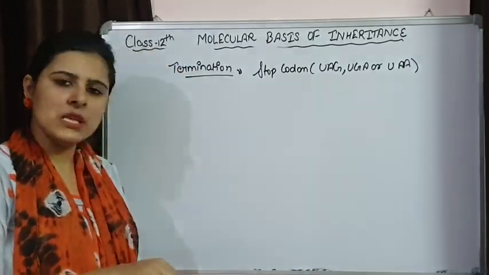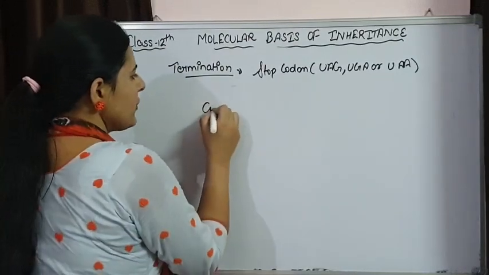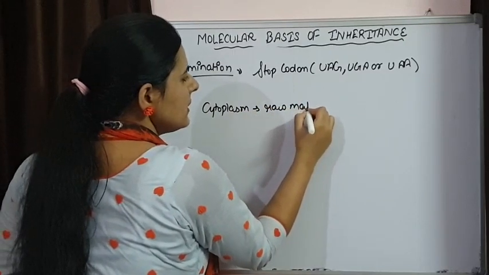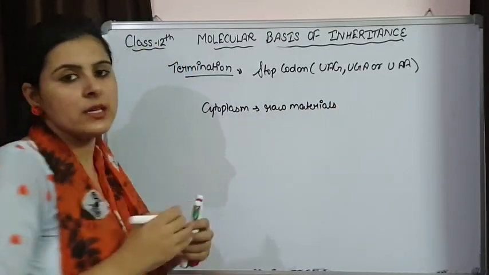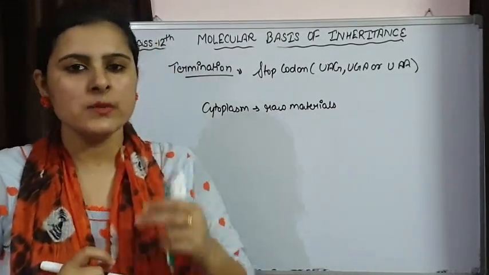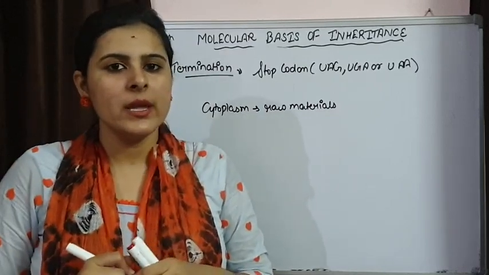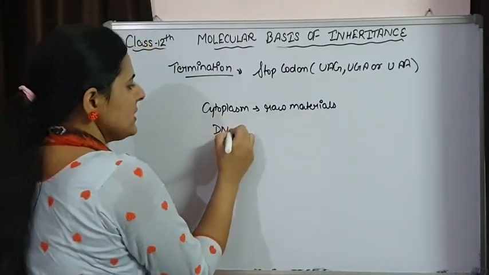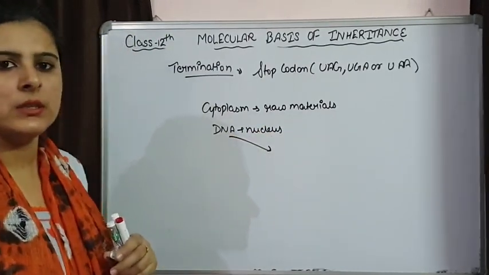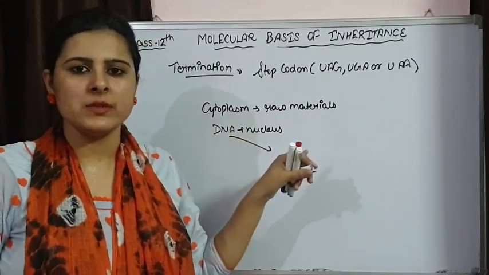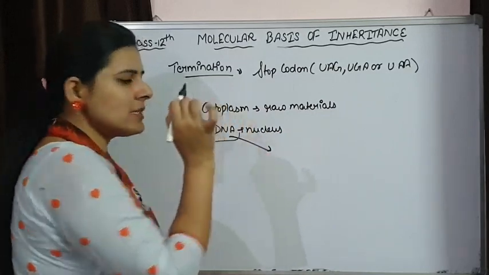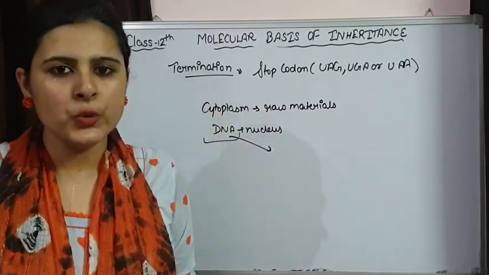See, the cytoplasm has all the raw materials. If we talk about the cytoplasm, all the raw materials are present in it, like ribonucleotides and ribosomes. So the raw material is present over here. But if the DNA that is present in the nucleus were to come out, it would be affected by the enzymes that are present in the cytoplasm. So a cell cannot afford this DNA to move out of the nucleus.